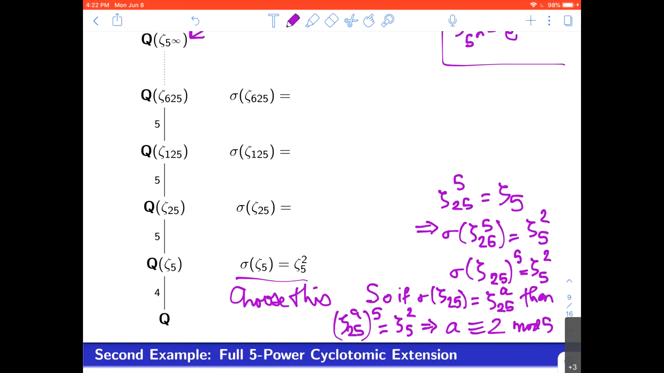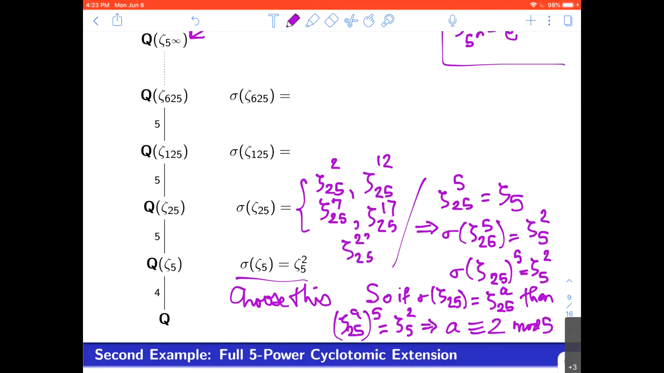In other words, the 25th root of unity, its exponent could be 2, or add 5, or add 5, or add 5. 2 add 5 is 7, add 5 is 12, add 5 is 17, and another 5 is 22. And if you add another 5, you get to 27. The 27th power is the same as the second power.